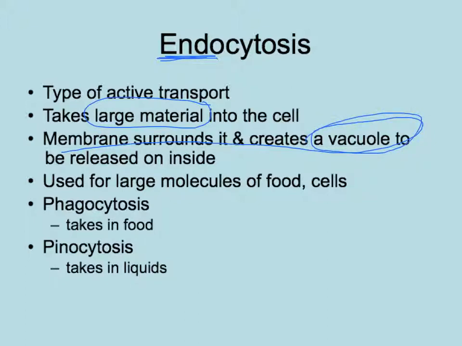Now, this is used for large molecules, mainly food or liquids. So there's two different types. You have phagocytosis, which is taking in food, and pinocytosis, which is taking in liquids. Those are your two major types that you need to know.